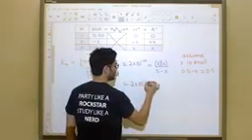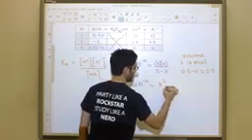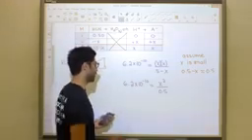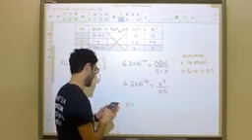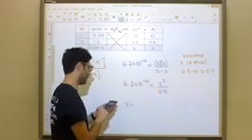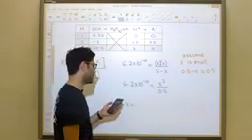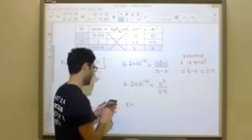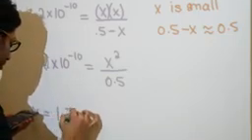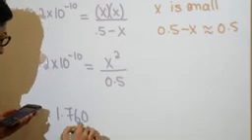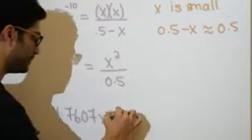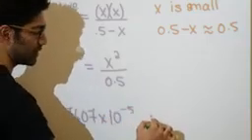Applying this approximation simplifies the math quite a bit, because this is what we are left with, and it's not going to take us long to figure out what x is equal to. So we're going to take 6.2 times 10 to the negative 10, multiply that by 0.5, get an answer of 3.1 times 10 to the negative 10, and then finally take the square root of our answer, and we're going to discover that x is equal to 1.76, let's keep some decimals over here, times 10 to the negative 5. And of course, this is a concentration.